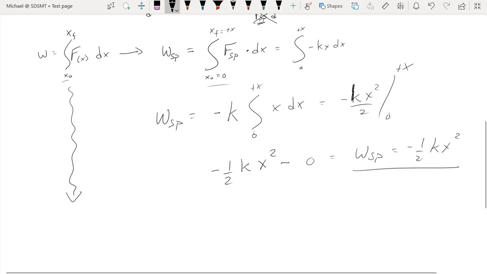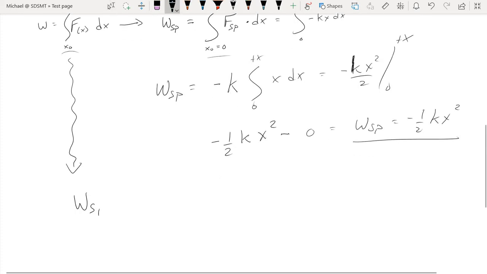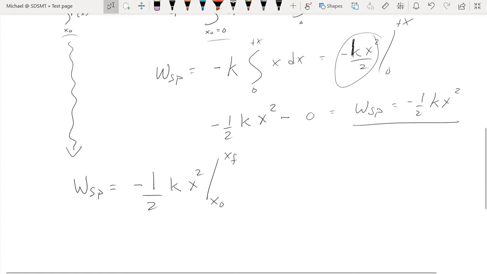These integrals are set up to go between any 2 points along that number line. So if we upgrade this integral to a more general case, we have negative 1/2 k x squared. That's what we got out of the evaluation of our integral. And then, well, we can have any set of initial and final starting points that we want. We just have to evaluate at those specific values. So we've got negative 1/2 k.